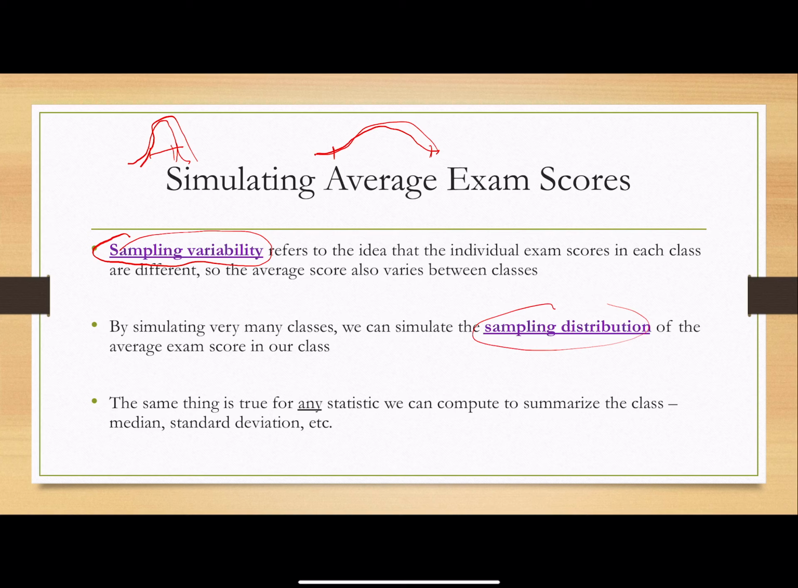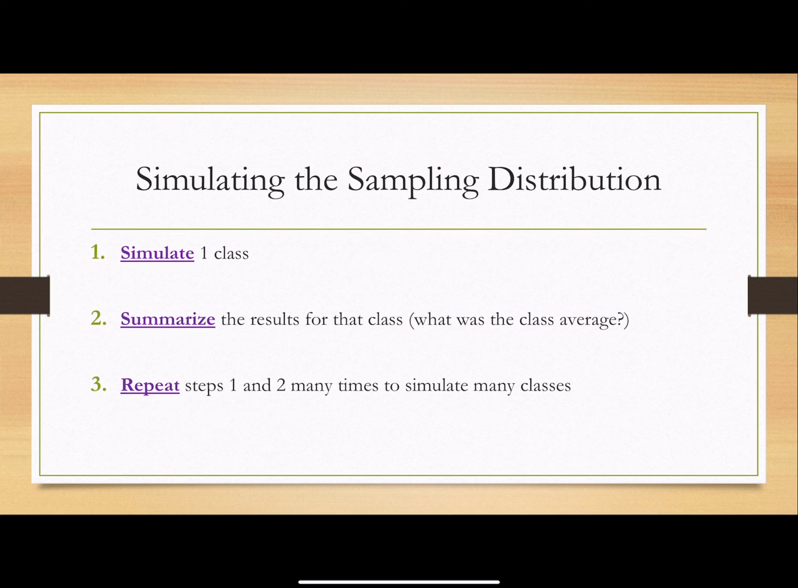And as it says down here in the last bullet point, you can do the same thing, whether it's average or standard deviation or median or whatever thing it is you're interested in talking about. It's just that the one we're going to do most often is the mean, which is what is labeled here. So here's the quick overview of what we said. We're going to simulate one class. We're going to calculate the class average for that class. And then we're going to repeat that over and over and over again.